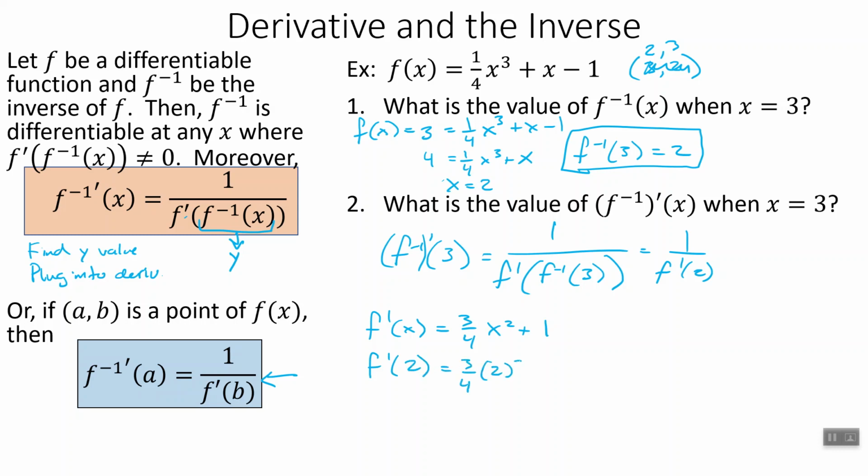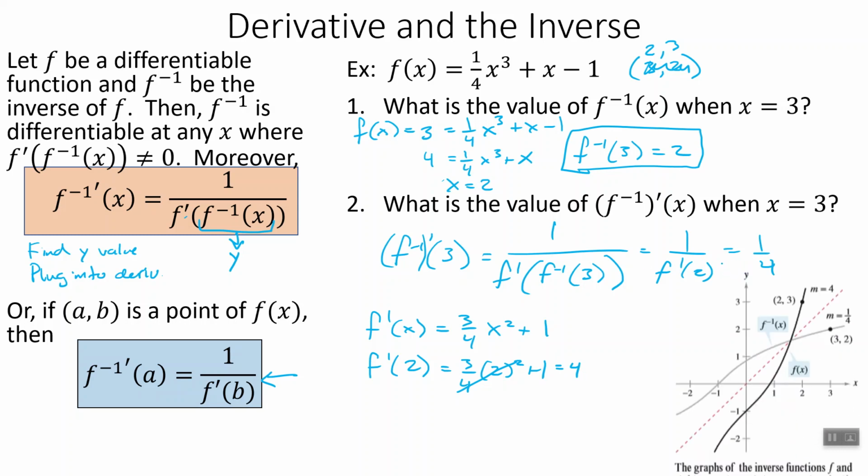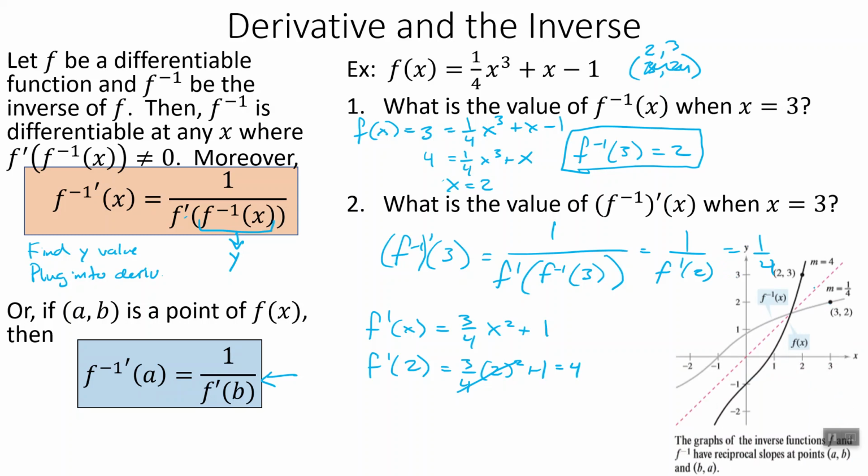3/4 times 2 squared plus 1. So that's 4, the 4s cancel. 3 plus 1 gives us 4. So the derivative at 2 is 4. So that means the inverse derivative at 3 is 1/4. So we switch the point around, and then it's the reciprocal. All right. Yep, there it is. 1/4.